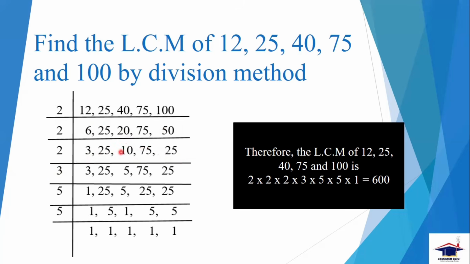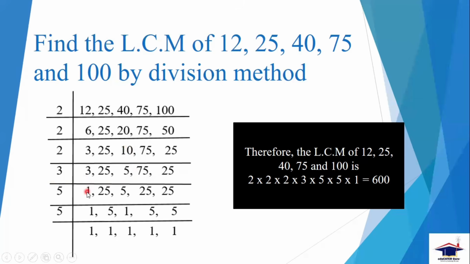Then among 3, 25, 10, 75 and 25, only 10 is divisible by 2. So 2 5s are 10. Other numbers remain constant. Then in the next step, the numbers are 3, 25, 5, 75 and 25, which is not divisible by number 2. So we have to go to the next prime number, which is 3.